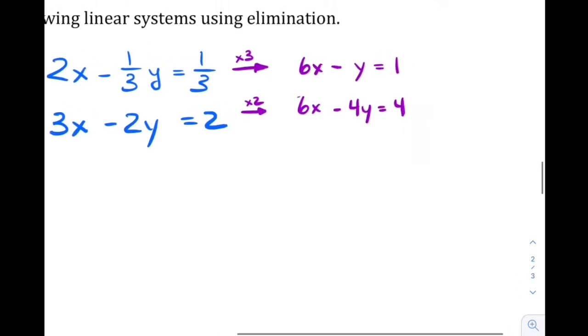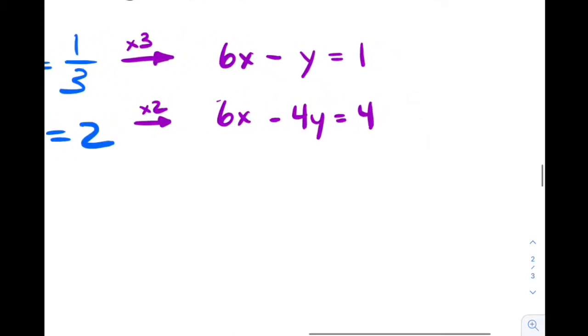Now I can eliminate. So think to yourself, should I add or subtract these in order to eliminate x? Because we have the same coefficient in front of x, that's why we decided. This one is not plus, because 6 plus 6 is 12. That's not what we want. We want to eliminate it, not get 12x. We want it to be 0, so I'm going to subtract, because 6 take away 6 is 0x.